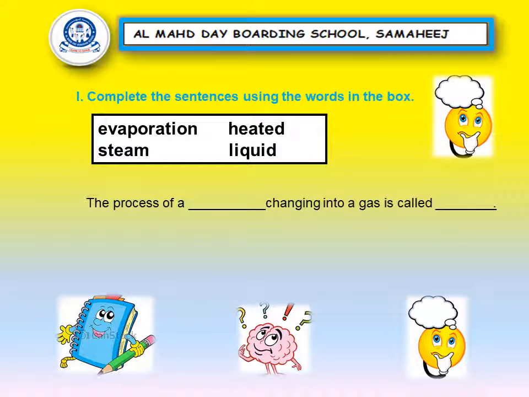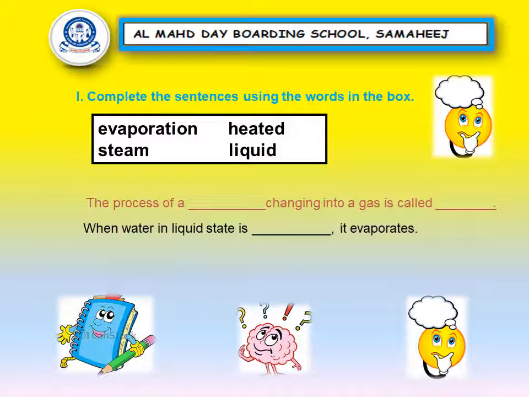First part of assessment number 2, complete the sentences using the words in the box. You have 4 choices, evaporation, steam, heated, and liquid. First sentence, the process of a blank changing into a gas is called blank. Second, when water in a liquid state is blank, it evaporates. Last, water in a kettle boils and turns to blank. You're going to choose the answer from the list of words in the box.